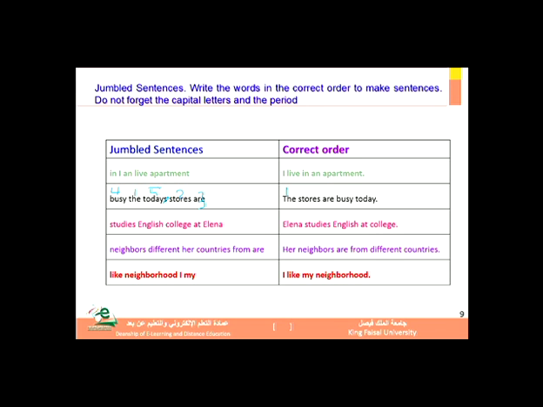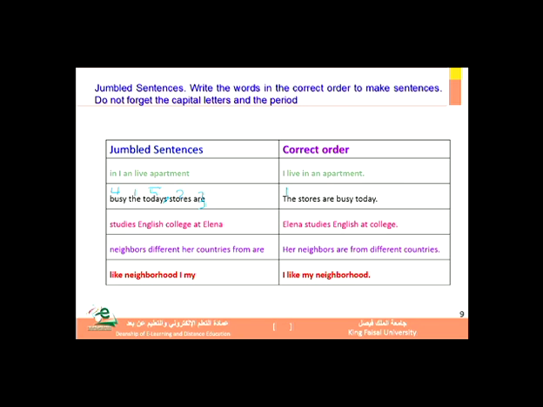So this is an unacceptable word order. We change the sentence into a correct order where we start with Elena, the subject, followed by the verb studies, then the object. What does she study? She studies English. Where? She studies at a college. So Elena studies English at a college.